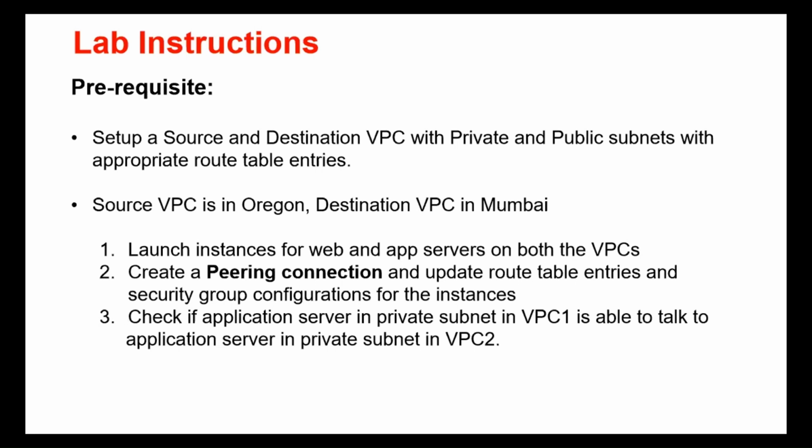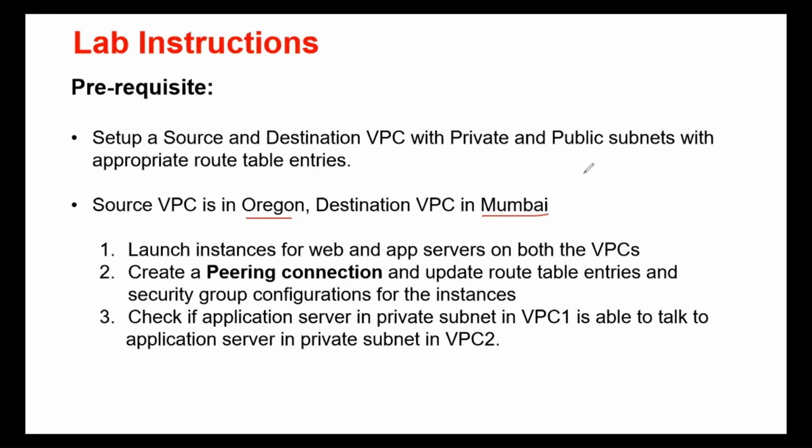So already I have set up this VPC. We have a source VPC in the Oregon region, and there is a destination VPC, which is in Mumbai. So I'm going to create a peering connection to enable the communication between these two VPCs.